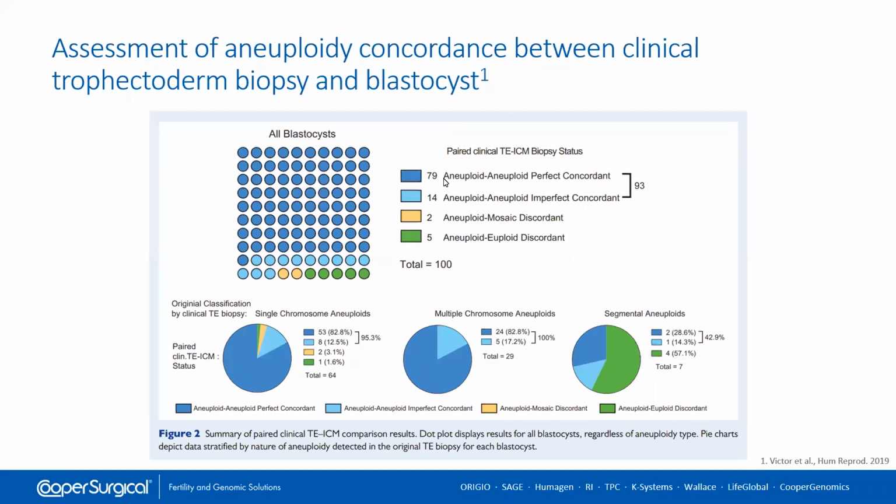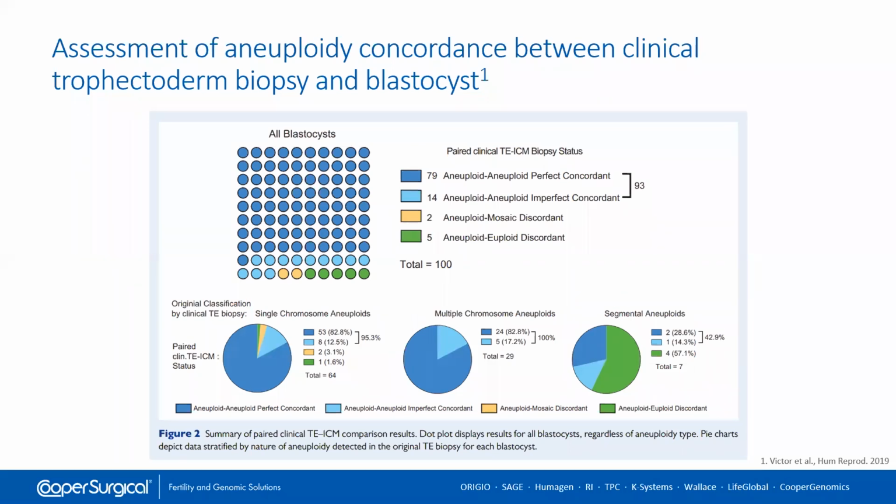They then, as a research study, disaggregated the embryos and found that in the vast majority of cases, if the first biopsy was aneuploid, then the inner cell mass was aneuploid, either with a perfect concordance in the vast majority of cases, or occasionally a different chromosome. But essentially, a very high correlation between first biopsy aneuploid, inner cell mass aneuploid.